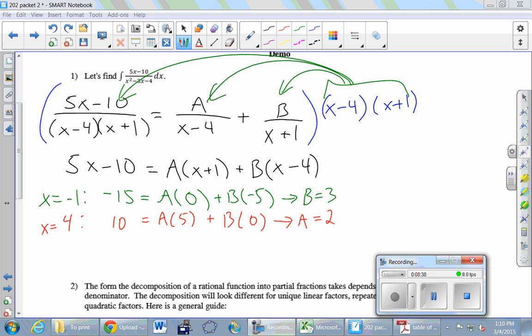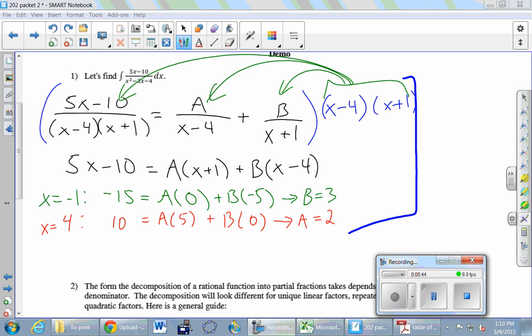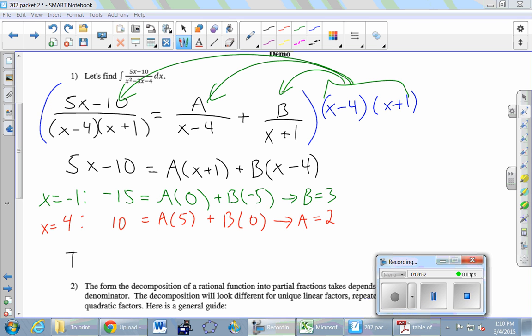Okay, so I will say that none of what we have done so far involves calculus, right? No derivatives, no antiderivatives. This is a pure algebraic technique. So let's get back to the calculus part. The original integral, we'll squeeze it in down here, is equal to, so what we've just discovered is that it's equal to a over x minus 4 plus b over x plus 1, where a and b are the numbers we just found. So I'm just going to plug them in.